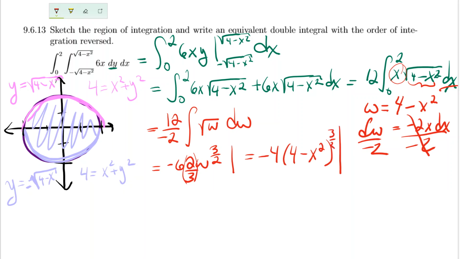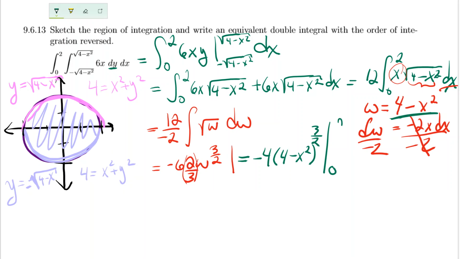I meant to change colors back to green because I'm now on the green stuff. Going back to x, that's what we're up to. So 2, we already said that, negative 4. What's w? Well, w was 4 minus x squared, to the 3/2, evaluated from 0 to 2. Let's get this party started.